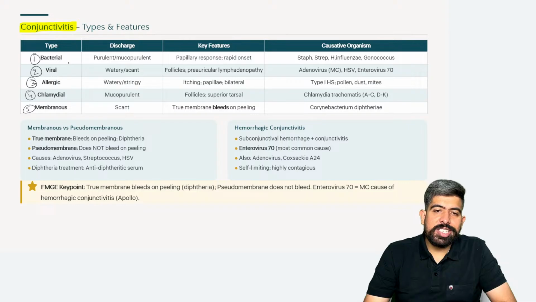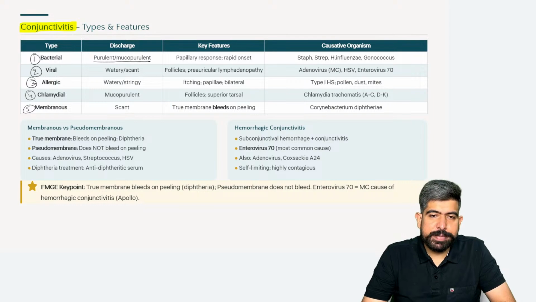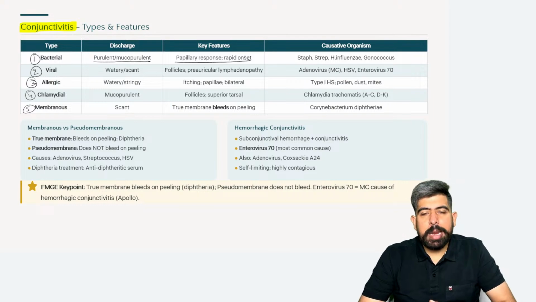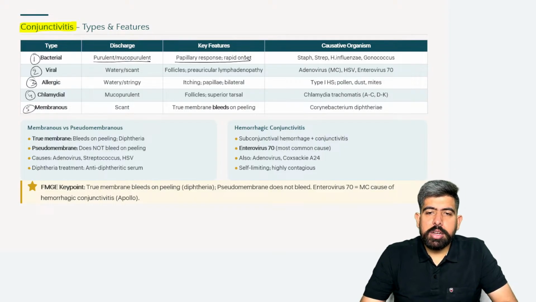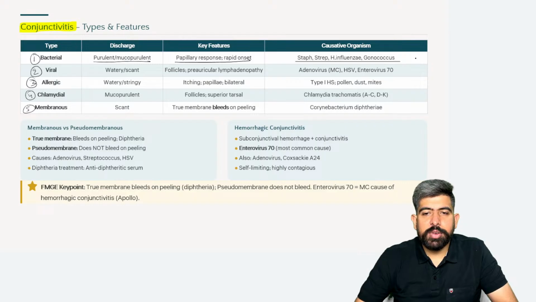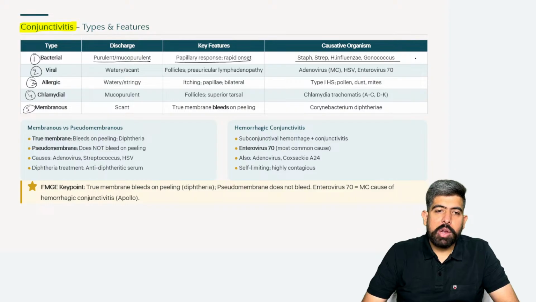First of all, the discharge. Yes, they all have different discharge. The bacterial type will have purulent and mucopurulent discharge. The key feature is that the patient has a papillary response with rapid onset, right? The causative organisms are streptococcus, staphylococcus, H influenza, and gonococcus. Yes, gonococcus can cause this.